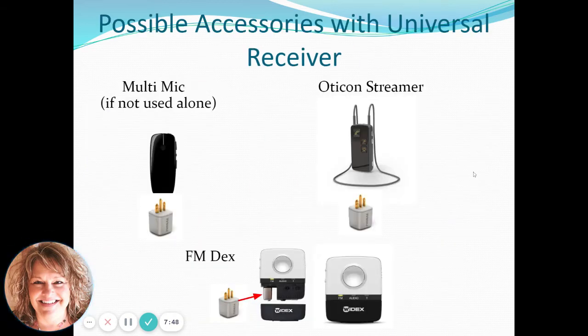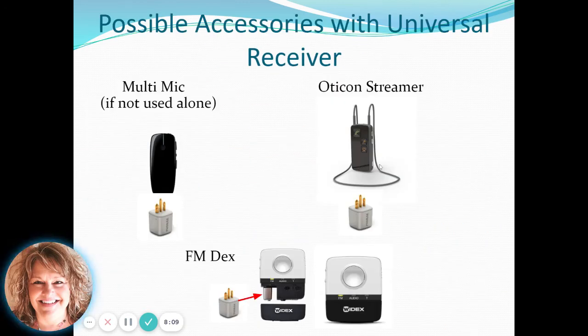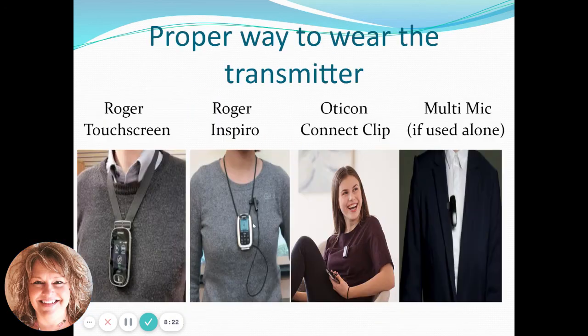There are some possible accessories that you might find in your basket. A multi-mic: if it's not used alone, it is this little black piece, and then it would have a receiver attached to the bottom, and you'd use that in conjunction with one of these transmitters. You have your Oticon streamer. It's the same idea. It's going to be plugged in the bottom. The silver piece is plugged in down here. And an FM DEX. It's actually inside. Usually you'll see it like this, but it's hidden inside. All of these that you see here have to be used in conjunction with one of these, or I should say one of these two transmitters.